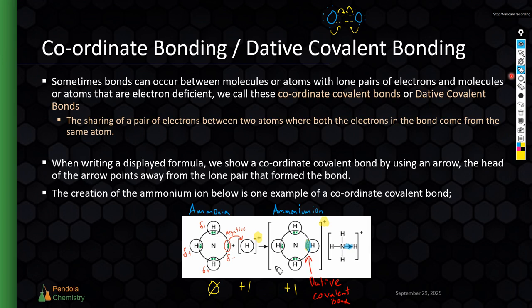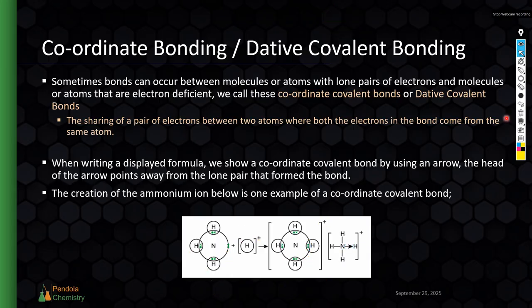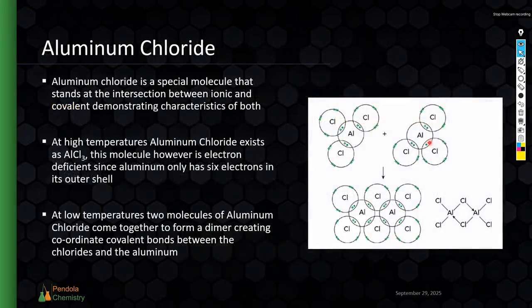So that's a dative covalent bond. That's very important to know because it's going to play a key role in this next conversation we're going to have in the next slide. And that's a conversation revolving around aluminum chloride. Now, aluminum chloride is a very special molecule.